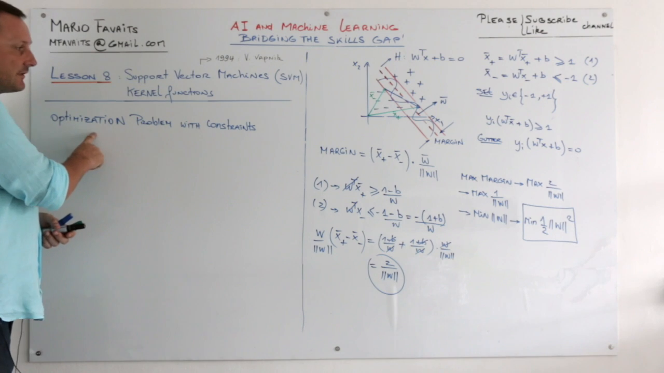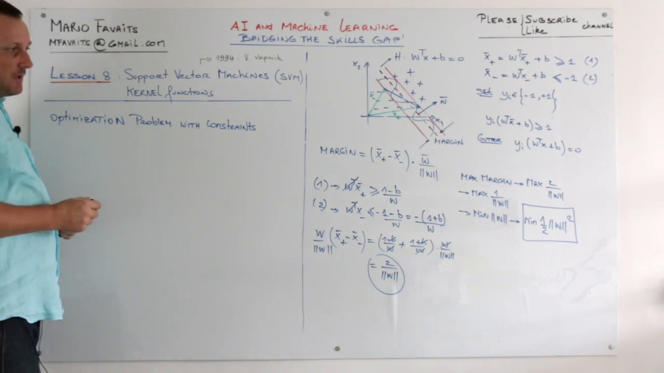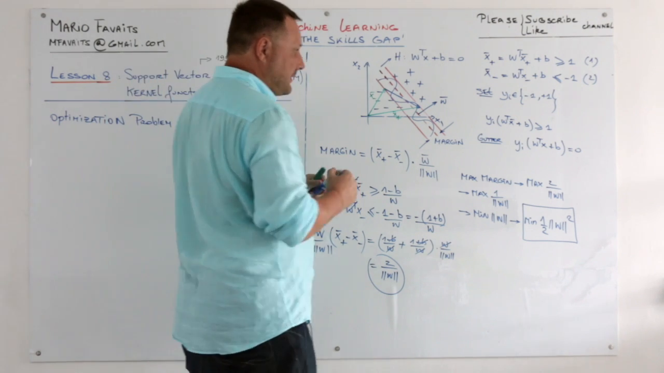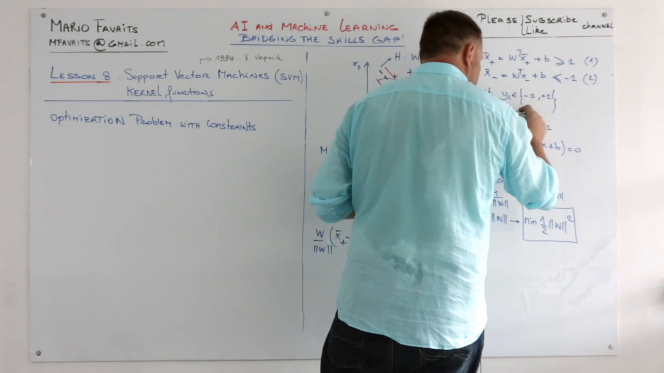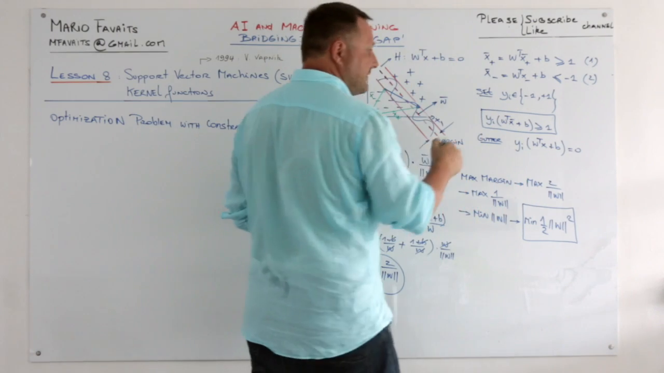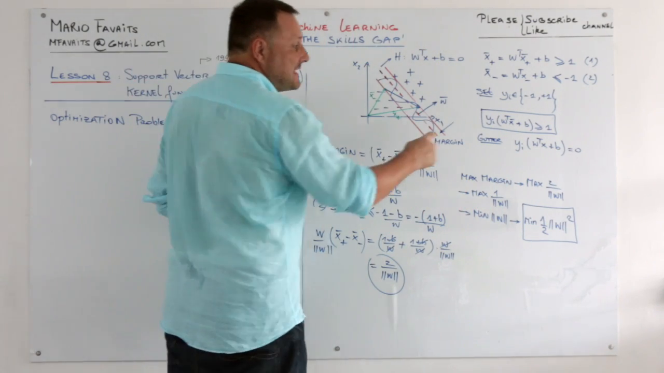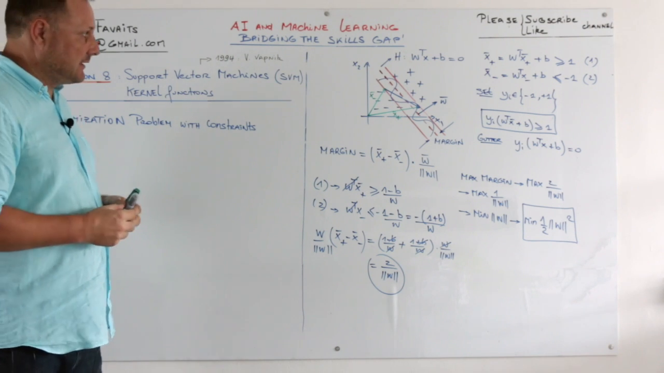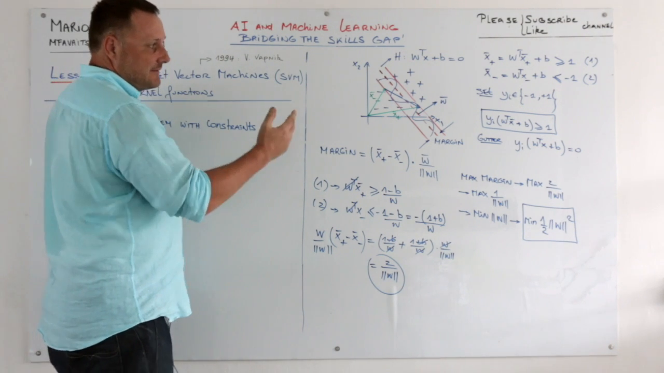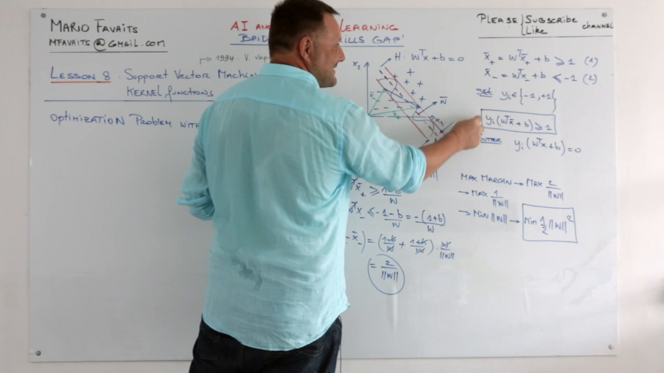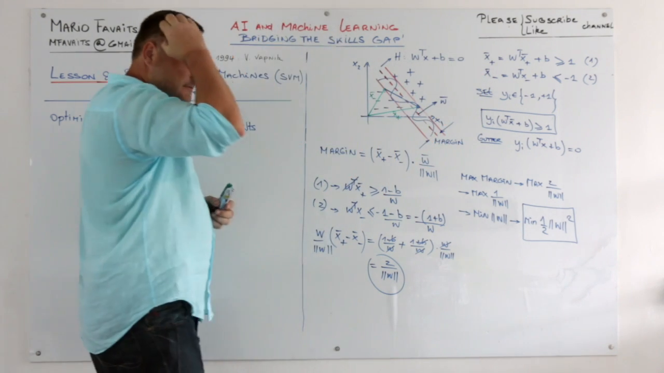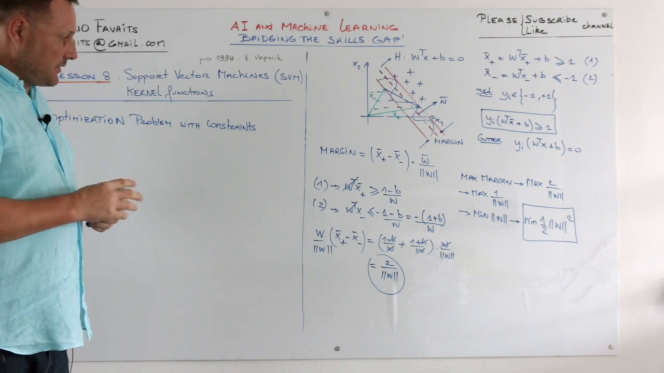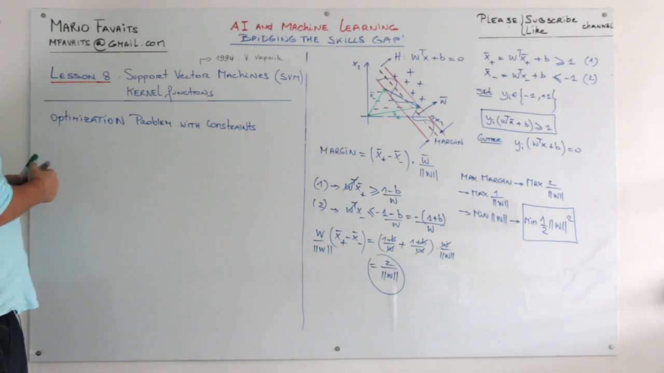Okay, so we got ourselves an optimization problem, this one here, but there is a constraint. The constraint is this constraint. And this basically means that all the points are correctly classified. This is exactly what this says. Remember, this is the same as that, after we introduce the yi. So we have constraints. That's one thing.